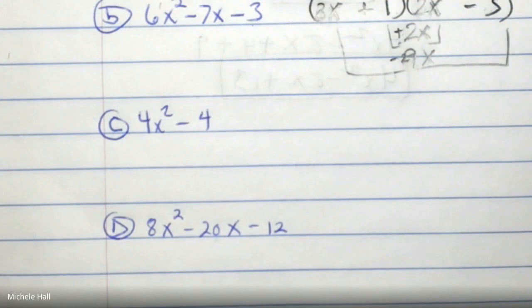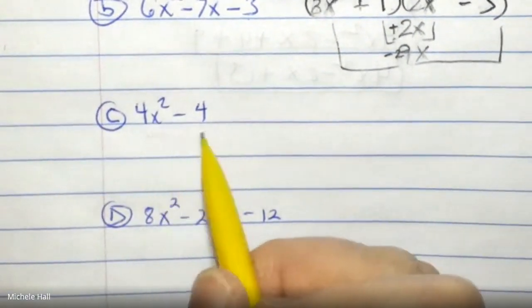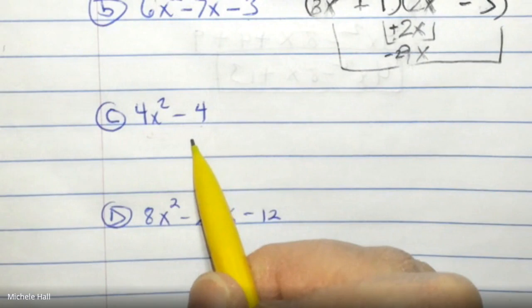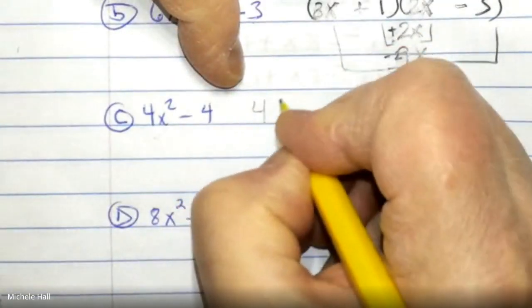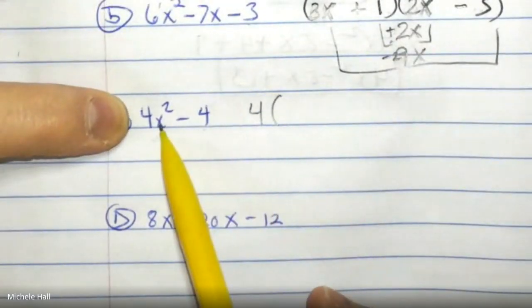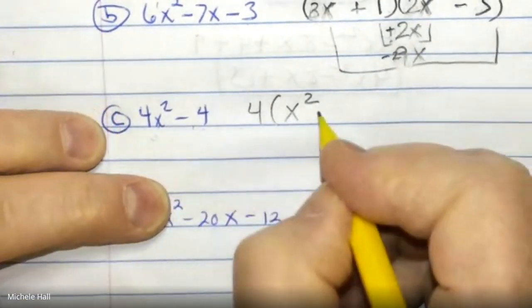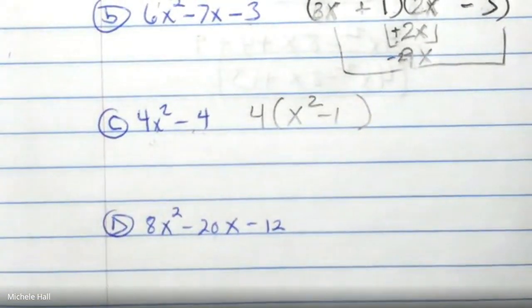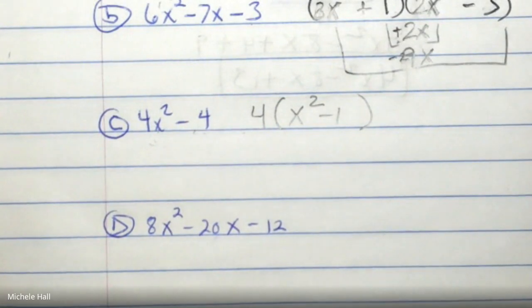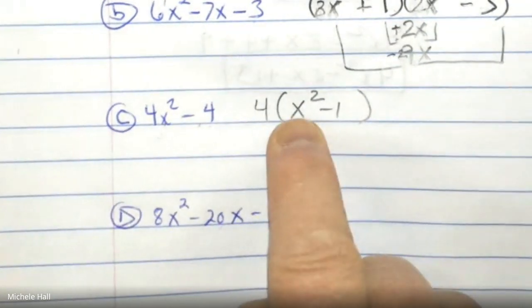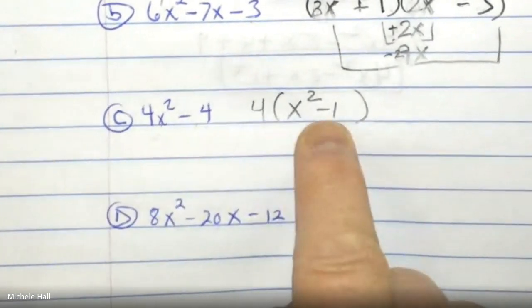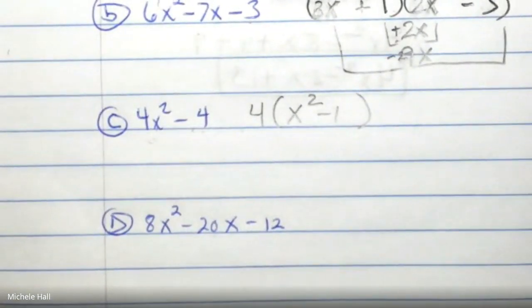What do you always have to check before you just start factoring? Can you pull something out? Is there a common factor I can pull out from both of these? Hire 4. I can pull a 4 out. And so 4x squared divided by 4 leaves 1x squared, or just x squared. And then negative 4 divided by 4 is negative 1. And you should visually check that with the distributive property to make sure you've done it correctly. 4 times x squared is 4x squared, and 4 times negative 1 is negative 4.